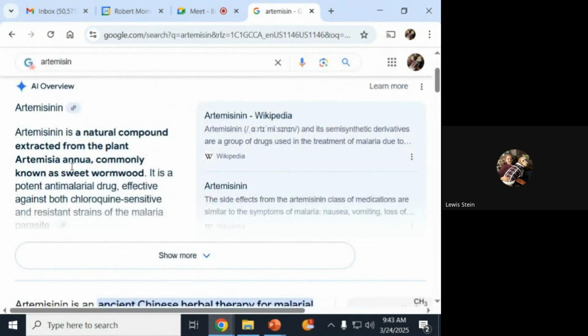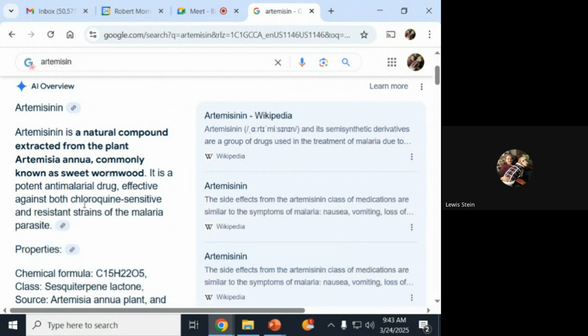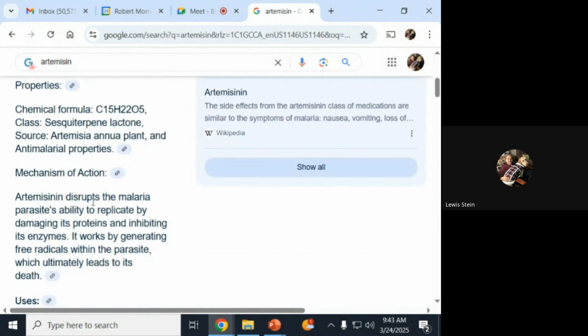Natural compound, again, from sweet wormwood, anti-malarial, effective against both chloroquine-sensitive and chloroquine-resistant malaria. They give you the formula, and again, this damages its protein by inhibiting an enzyme. It works by generating free radicals, which we've heard about a lot. So that's very interesting that now they have found this.